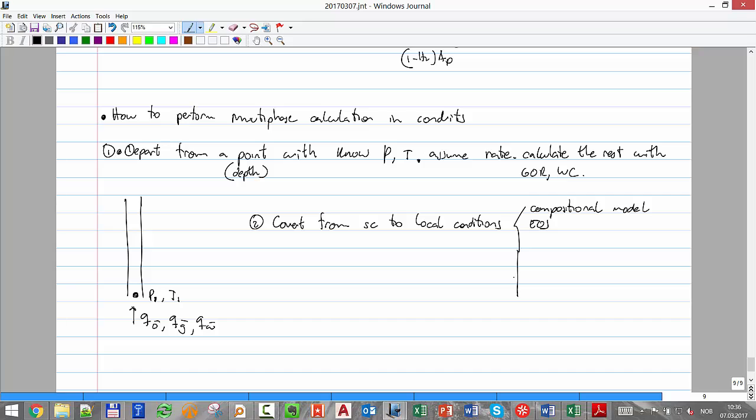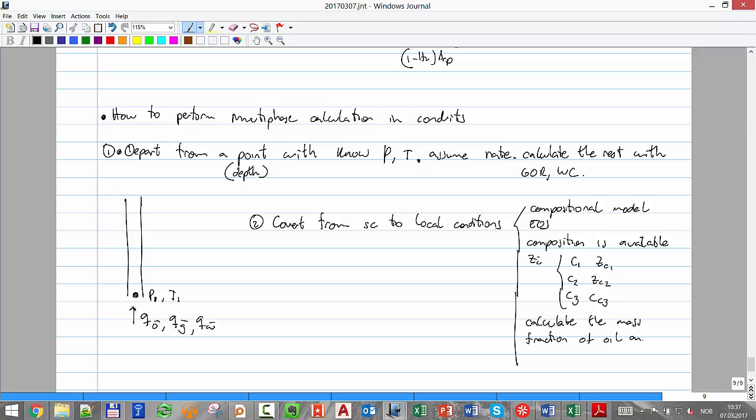EOS, where we first calculate, we have the composition available. That means set I, that's what we use for composition, the mole fraction of every component: methane, ethane, propane, etc. C1, C2, C3, and we have set C1, set C2, set C3. Then after that we can calculate the mass fraction of oil and gas.